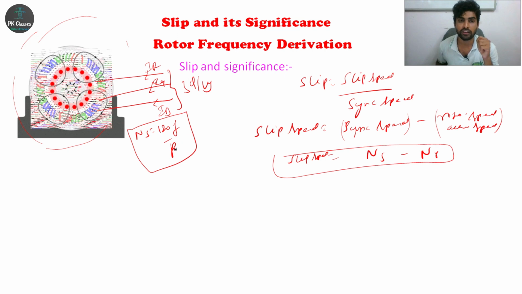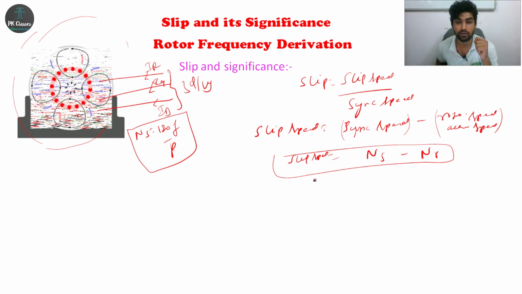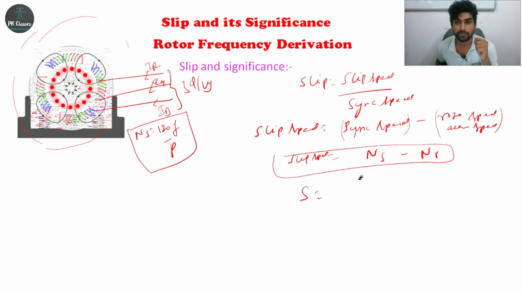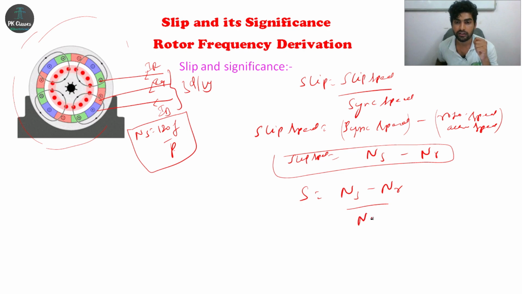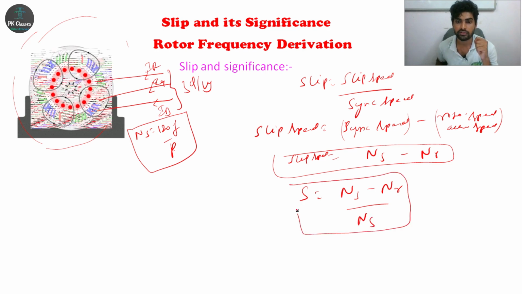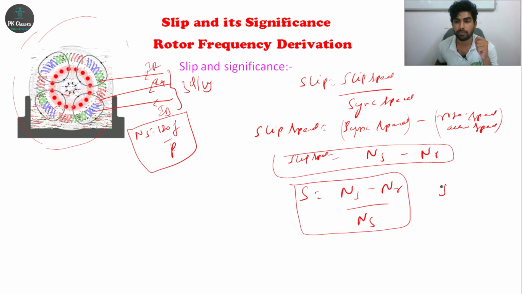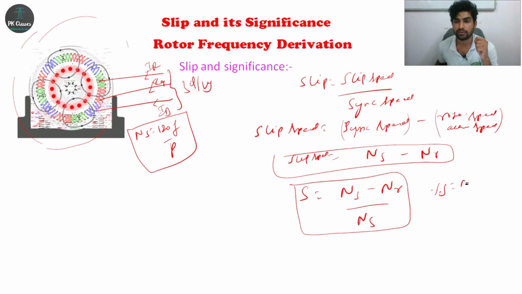I substitute the synchronous speed and the slip speed over here. So s is equal to slip speed divided by synchronous speed. Slip speed is Ns minus Nr, so s = (Ns - Nr)/Ns. Slip is always represented as a percentage, unitless. So s = (Ns - Nr)/Ns. Keep it in your mind.